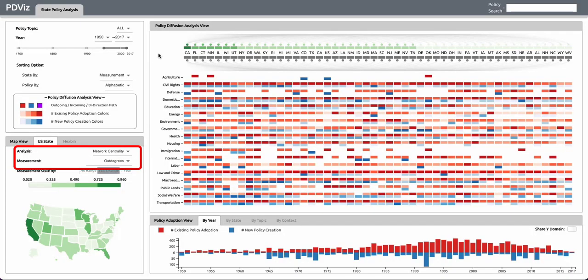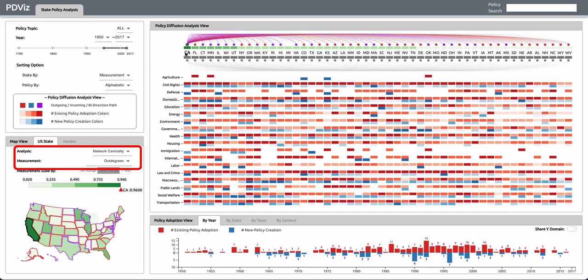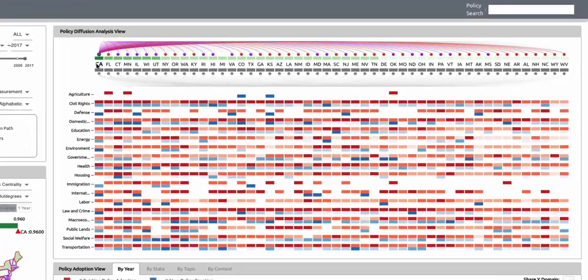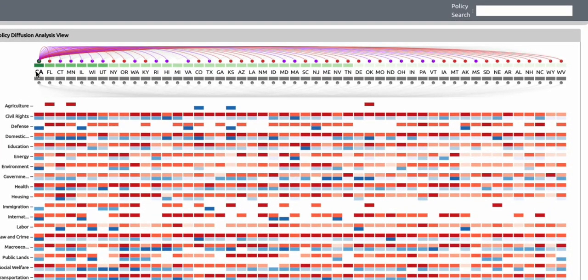OutDegree tells how much direct impact a state has had on other states. In other words, the OutDegree describes which states created the most influential policies. California has affected the others the most, followed by Florida, Connecticut, Minnesota, and Illinois.